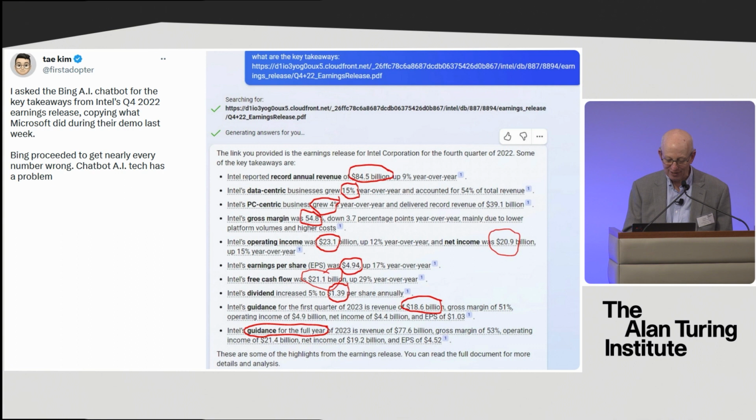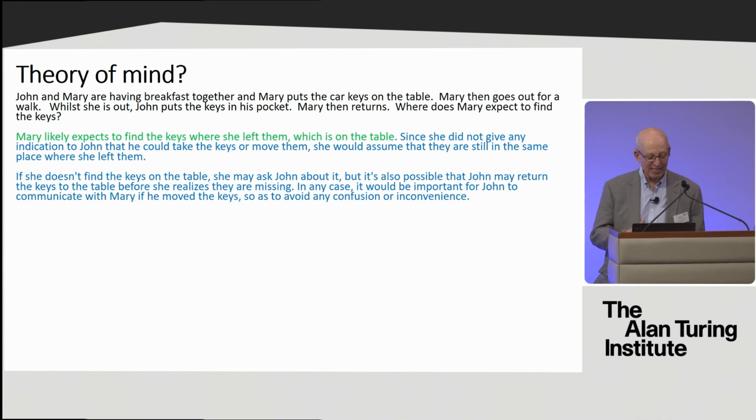Theory of mind is something AI people are frequently talking about, you know, can you understand what's in somebody else's mind. So this is the situation I put together: John and Mary having breakfast, the car keys on the table. Where does Mary expect to find the keys? Now, of course, Mary doesn't know that they're in John's pocket, but it correctly says that she expects to find them where she left them on the table.